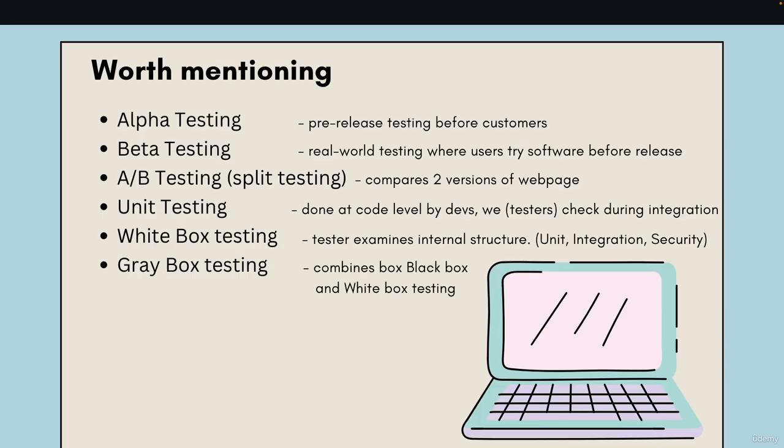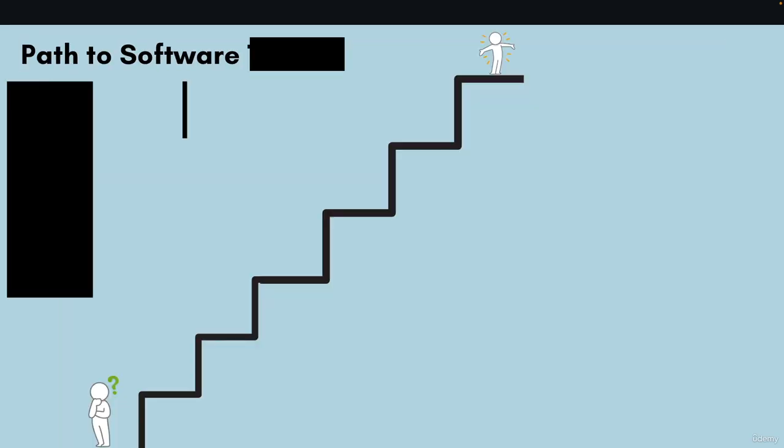Gray box basically combines both black box testing and white box testing. The tester has partial knowledge of the internal structure but still tests it from a user's perspective.